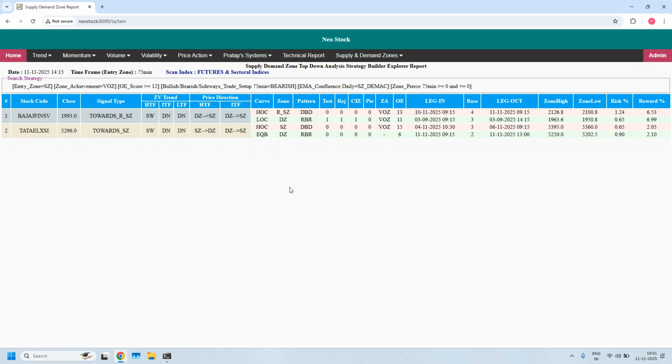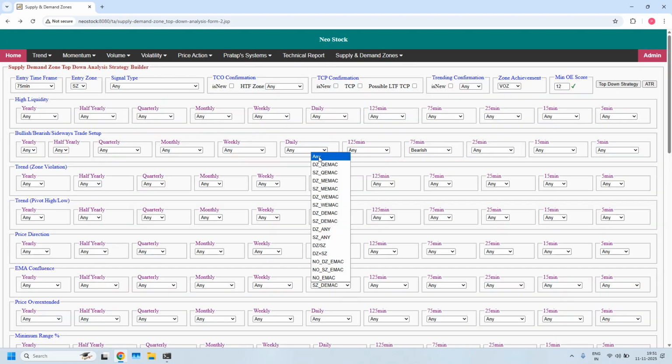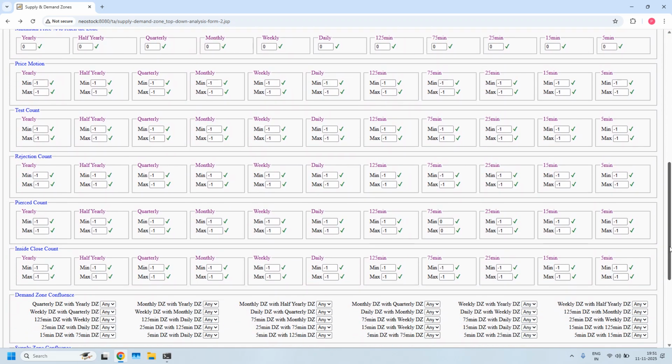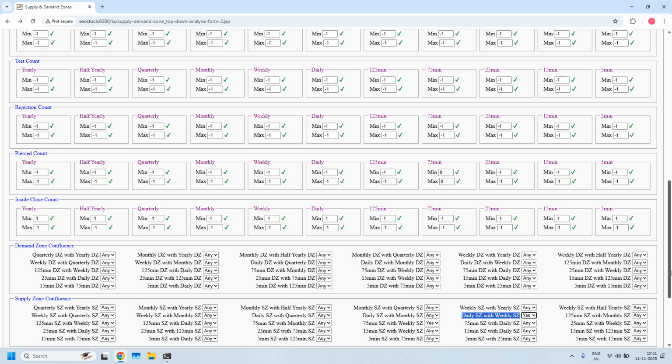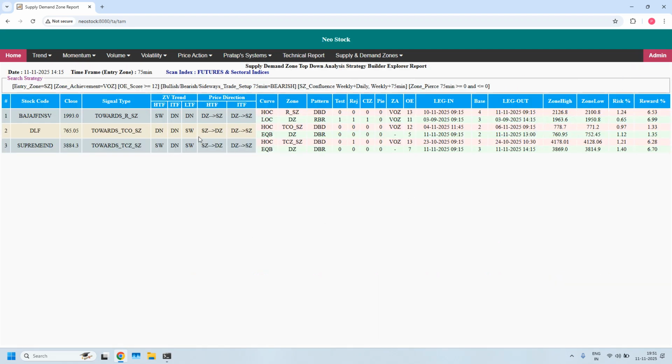Okay, now let's look into the next report based on the second strategy. Now I'm applying the first step in the second strategy, that is all 3 time frame supply zone confluence: 75 minutes and daily, 75 minutes and weekly, daily and weekly. All the 3 filters are enabled. After applying the 3 filters, we got 3 stocks.